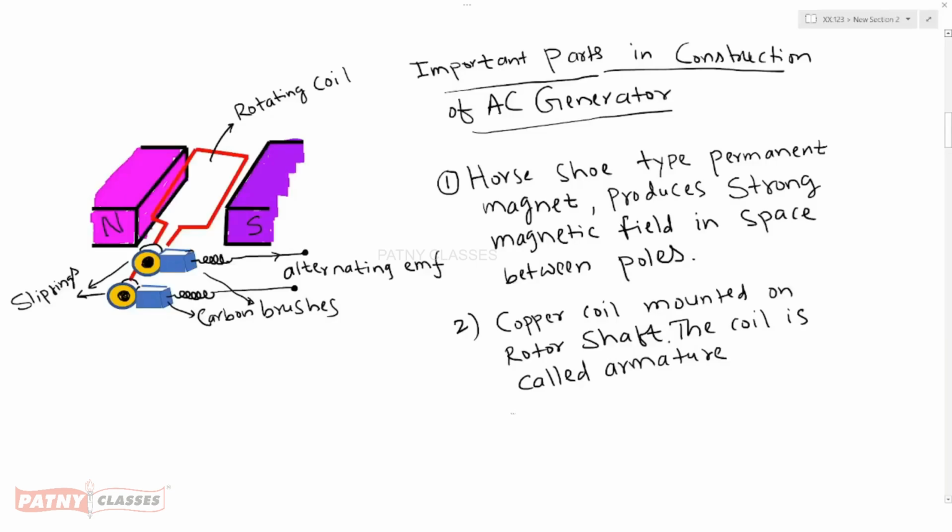Important parts in the construction of AC generator. The first one is the horseshoe type of permanent magnet. This magnet produces a strong magnetic field in the space between the poles. This is the space between the poles. Here, a strong magnetic field is produced.